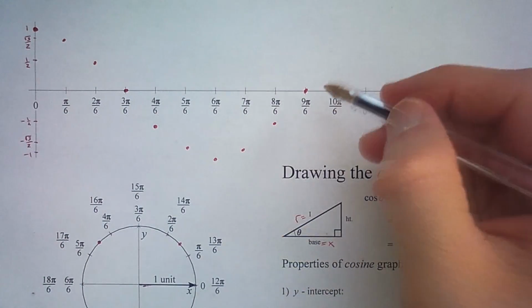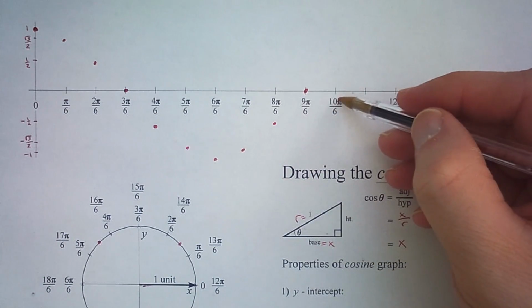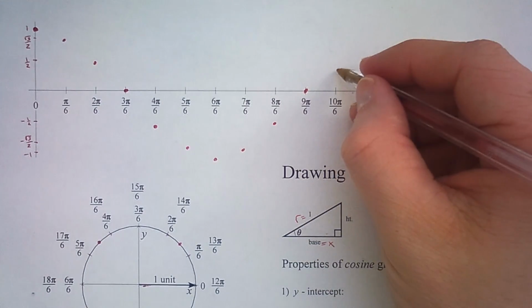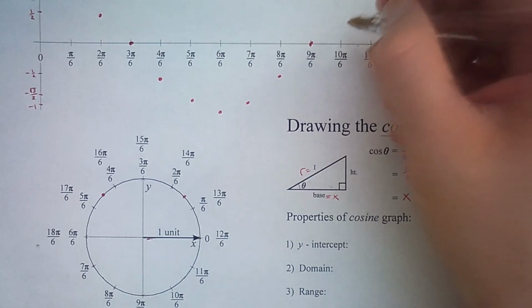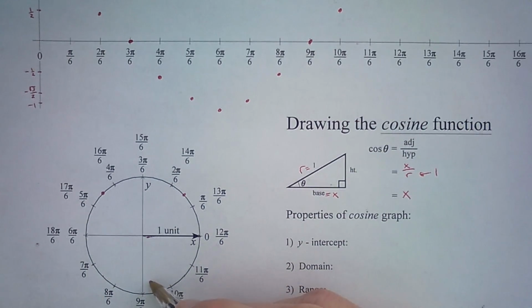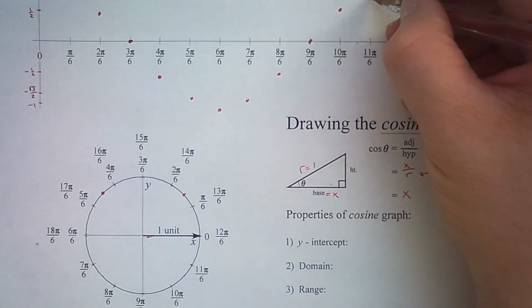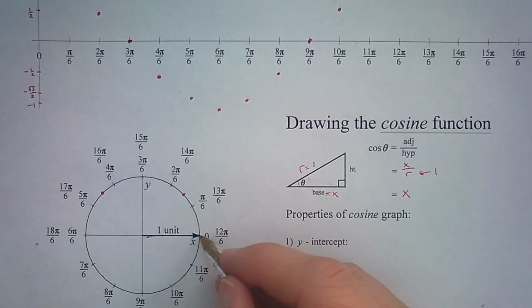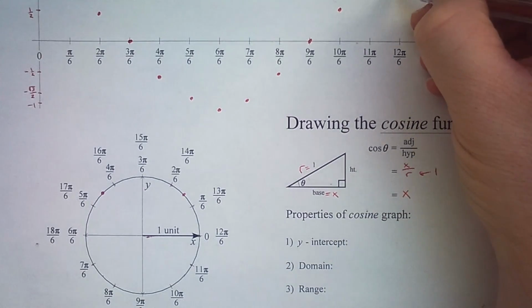Okay, and then we get to 10 pi over 6. So at 10 pi over 6, we are one position to the right, so cosine is 1 over 2. At 11 pi over 6, we are three positions to the right. First position, second position, third position, that is root 3 over 2. And at 12 pi over 6, we are all the way to the right, that is 1.